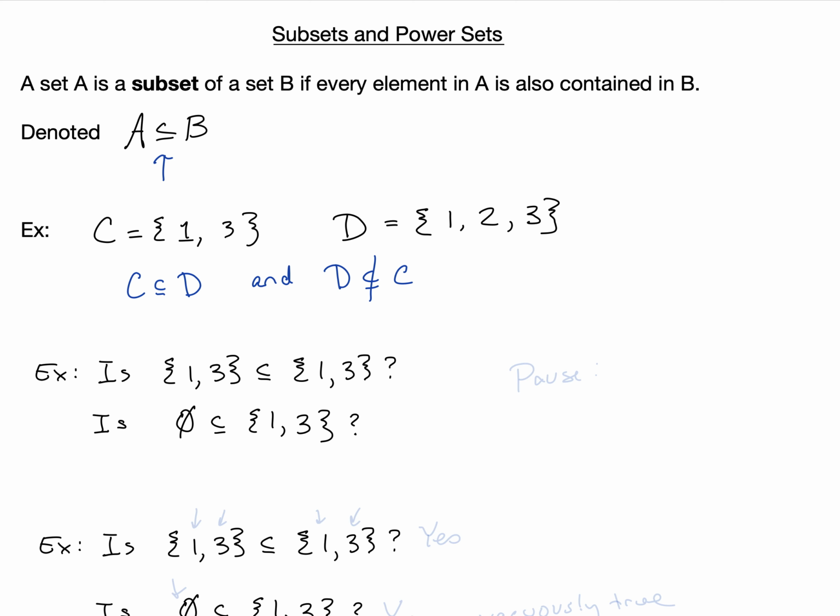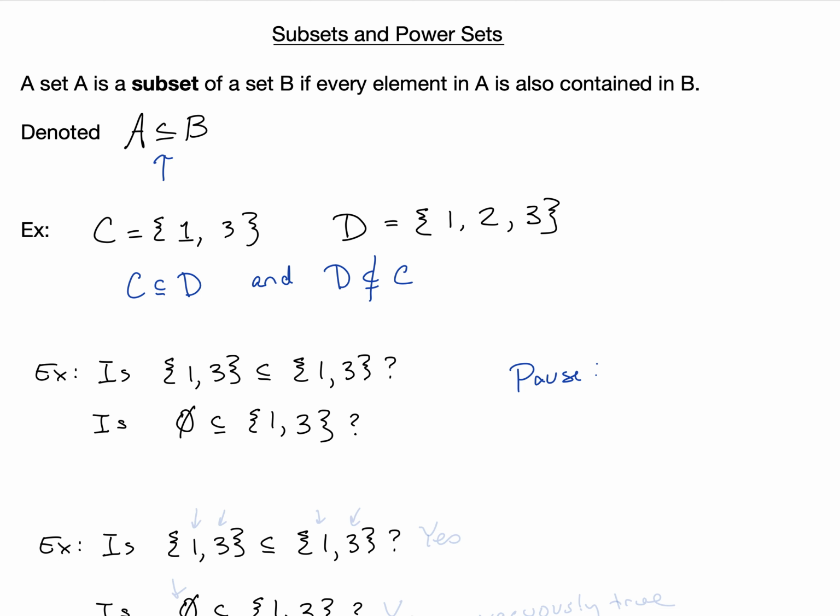So here are just two quick ones to look at. Is the set containing 1 and 3 a subset of itself? And is the empty set a subset of the set containing 1 and 3? So just pause quickly and think about those.